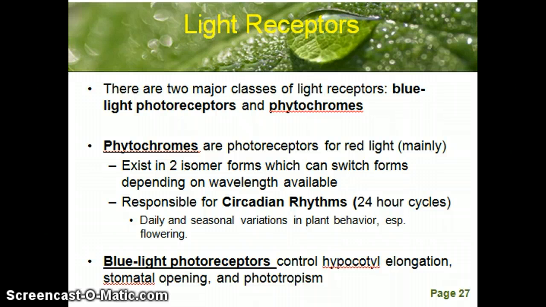The second type, the blue light photoreceptors, are involved in controlling hypocotyl elongation, the opening and closing of stomates, and phototropism. And just as a reminder, the hypocotyl area is during an embryonic plant's development. It's the area of the plant just below the baby leaves. That's where we find the hypocotyl elongation occurring.